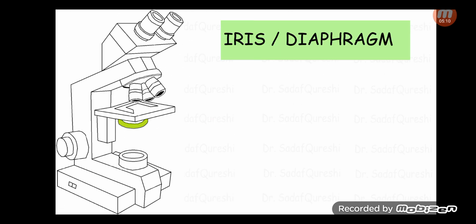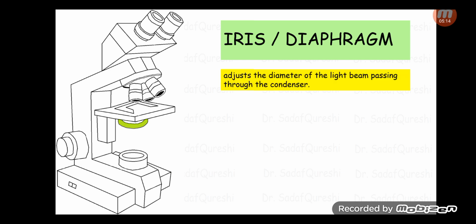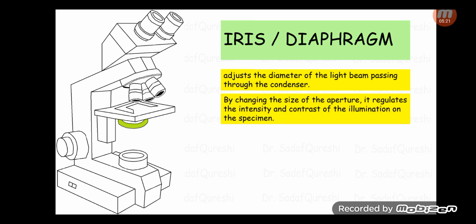The third optical part of the compound microscope is the iris diaphragm. It adjusts the diameter of light passing through the condenser. By changing the size of the aperture, it regulates the intensity and contrast of illumination on the specimen.